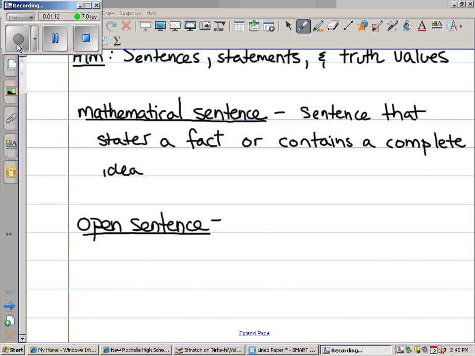What do you think an open sentence is? Absolutely. So in math, sometimes we have equations like 3x plus 2 equals 5. That would be what's called an open sentence because there's a variable there, and it's left open to us filling it in.